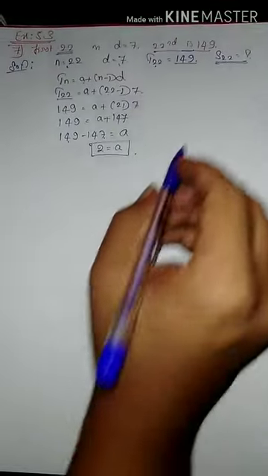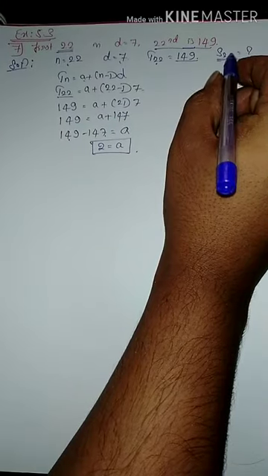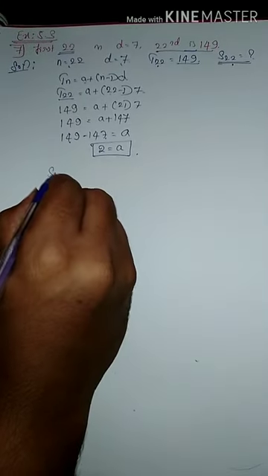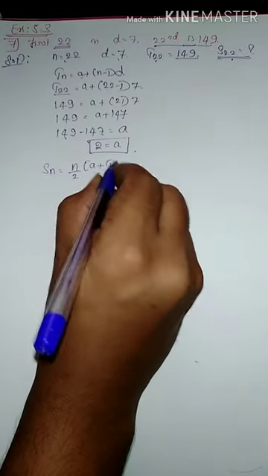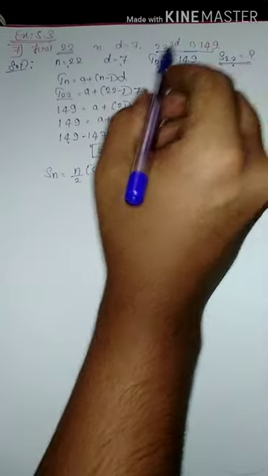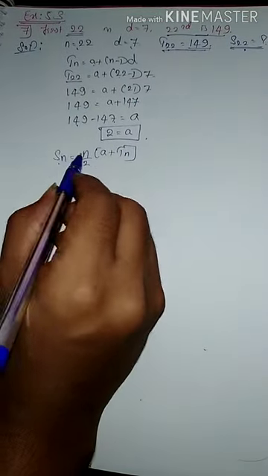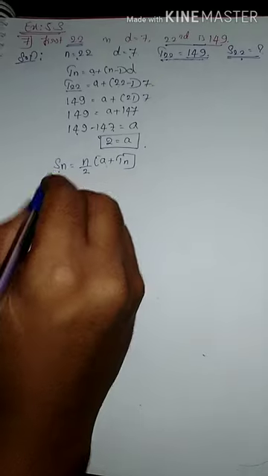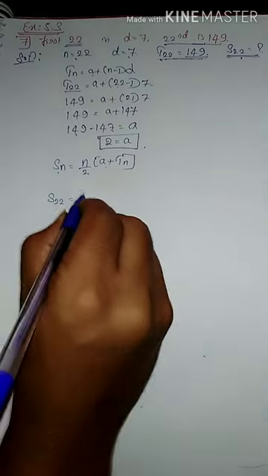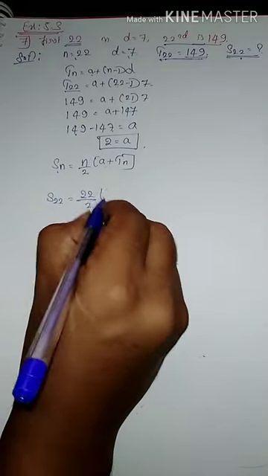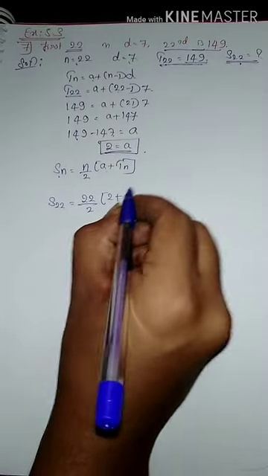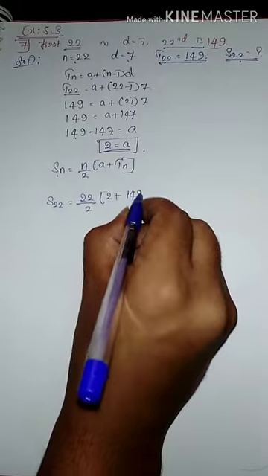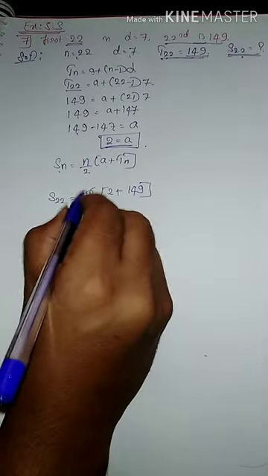Now we can find the sum of 22 terms of an AP. Sn is equal to n by 2 into (A plus Tn) is the formula, because in this example the last term is given. Therefore we can use the formula Sn is equal to n by 2 (A plus Tn). S22 is equal to 22 by 2 into (A is 2, plus Tn is 149).